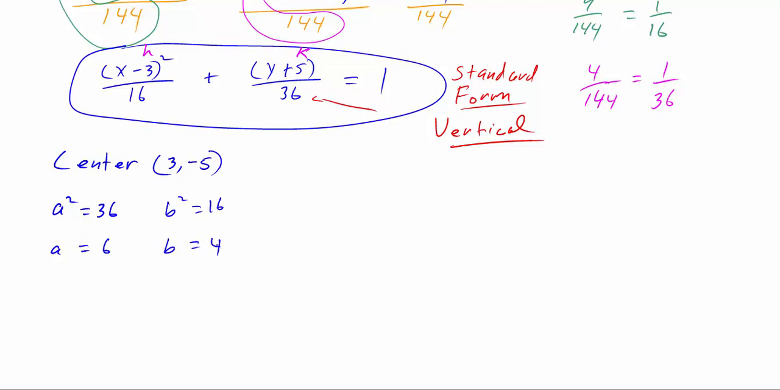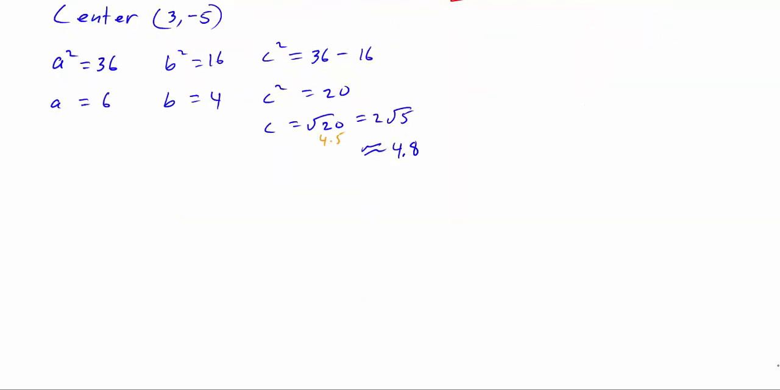And if we want to calculate the c value, c squared is equal to our a squared of 36 minus b squared of 16. So c squared is equal to 20. So c equals the square root of 20. And we could think of 20 as 4 times 5. So the square root of 4 is 2, and you're left with the square root of 5. Or we could simplify that and say that's going to be approximately 4.8. So now that we have the center and our a, b, and c values, let's go ahead and see if we can actually start to sketch out the graph of our ellipse.